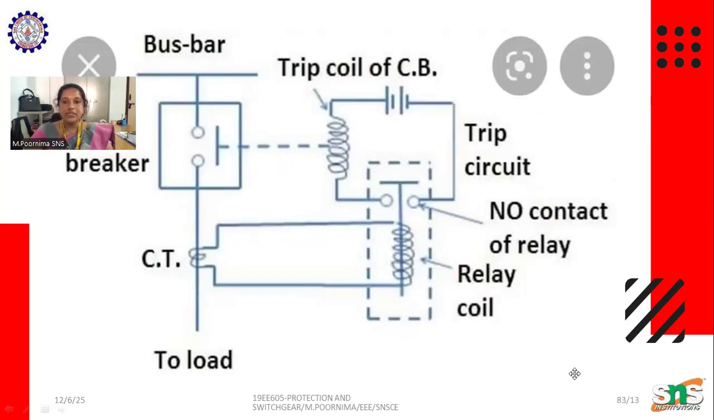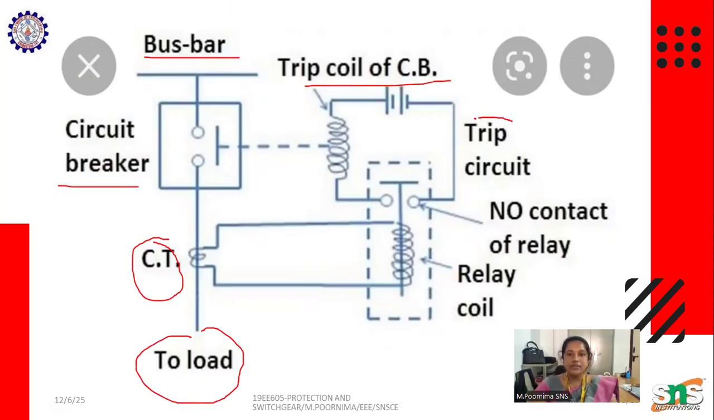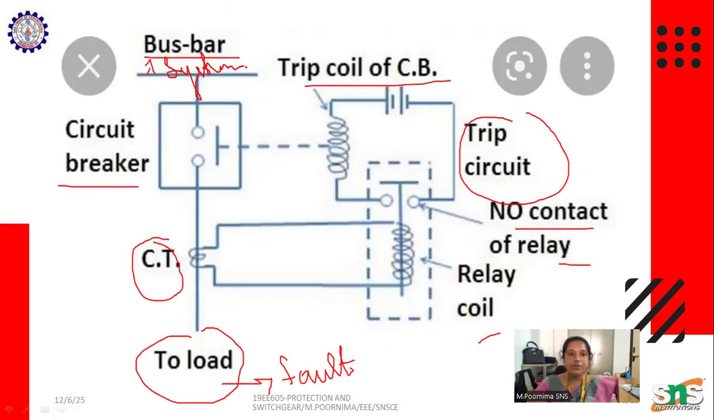Here we can see the basic arrangement. This is the bus bar, and here is the circuit breaker. We have a current transformer. This is a load, and this is the trip circuit of the circuit breaker, with the relay contact and relay coil. When some fault occurs on the load side or the system side, the source, whatever it may be, what happens here?